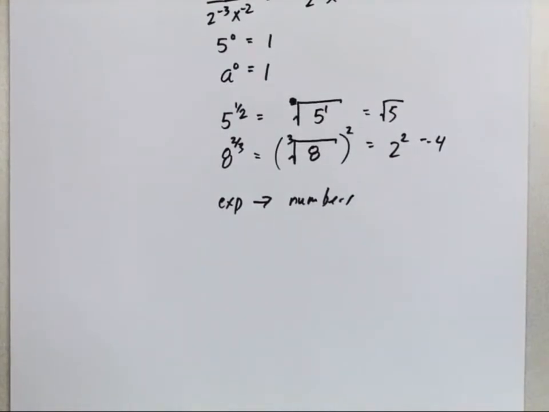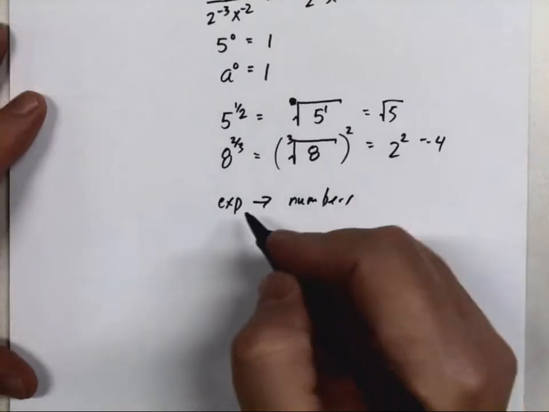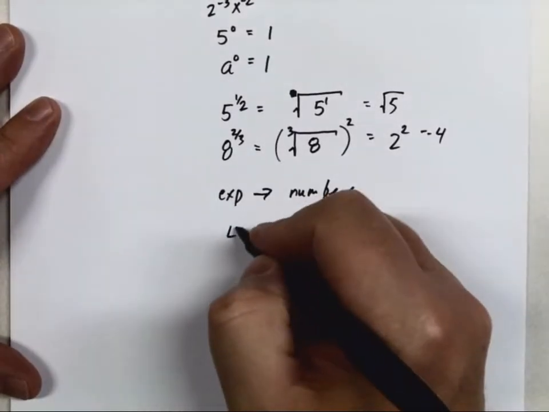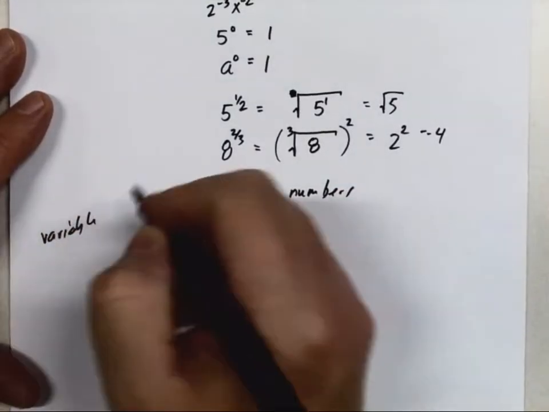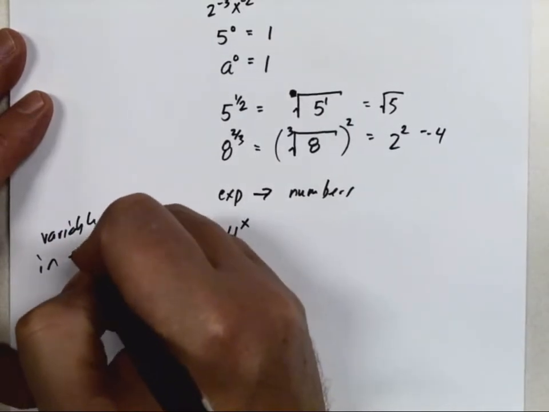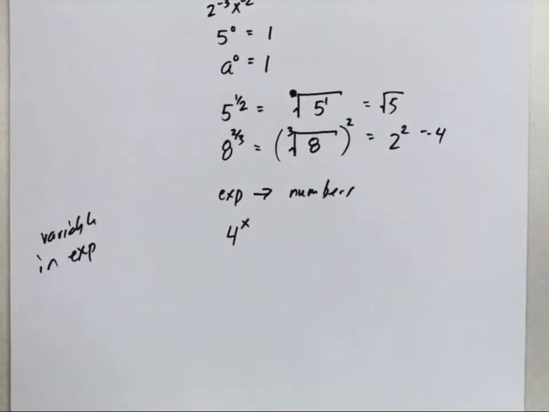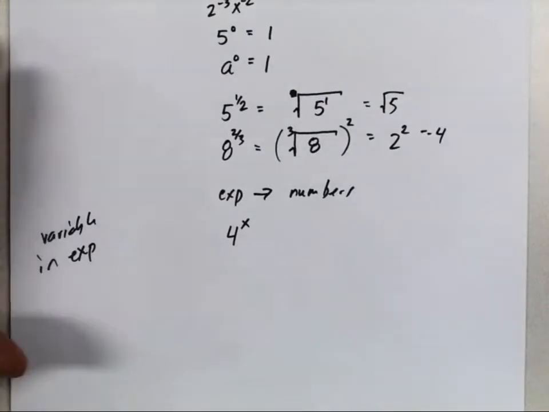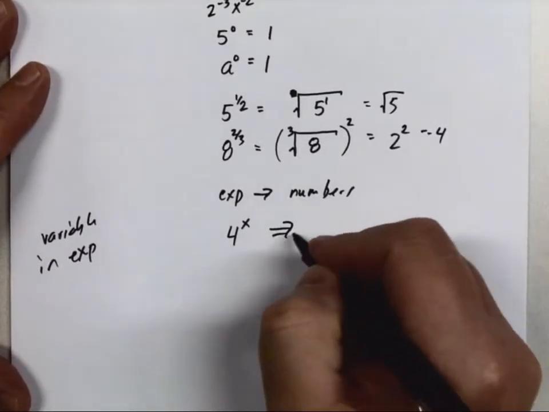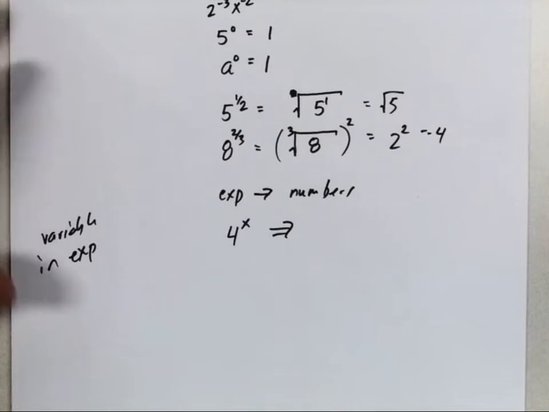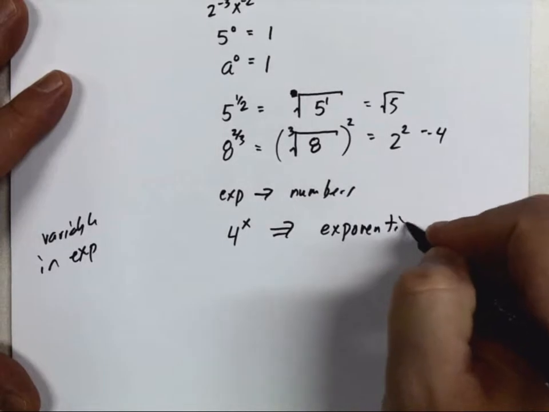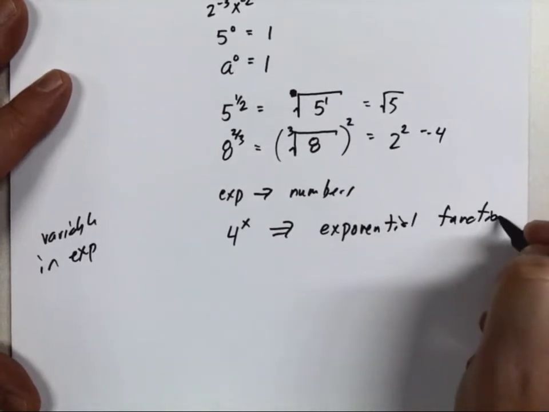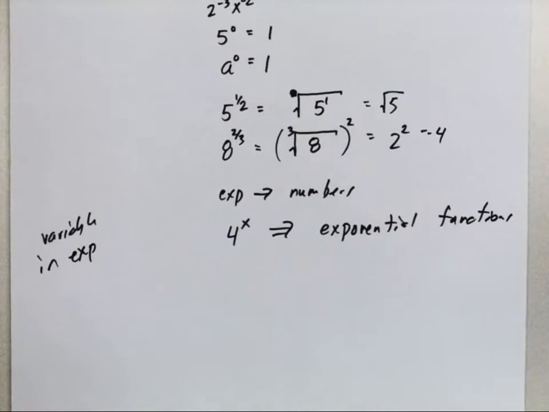But what would happen, instead of having the exponent be numbers, how about all of a sudden you stick a variable into the exponent, or it's a part of the exponent. When you have variables up in the exponent, those are called exponential functions.